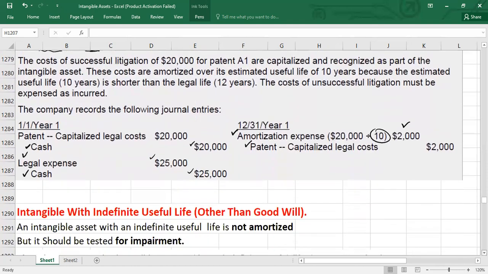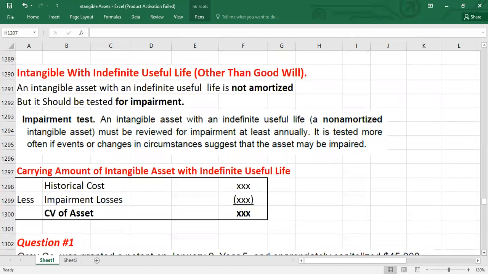Let's move to the questions, guys. Before the question, there is one small point. Of course, as I told you, if your intangible asset has an indefinite useful life, it should never be amortized. We will only test for impairment. For that, if you want to calculate the carrying amount for an intangible asset with an indefinite useful life, it will simply be equal to historical cost less impairment losses, because it will not be amortized.